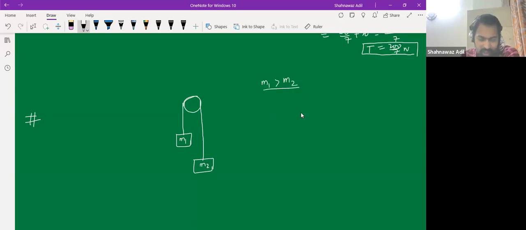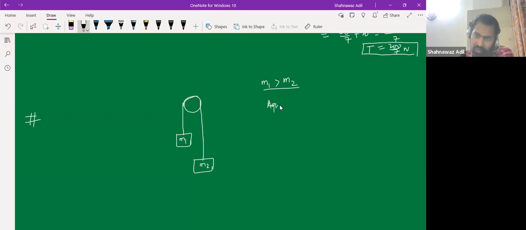where will the masses move in the downward direction, or where would the acceleration be downwards, and for which mass would the acceleration be upwards, if M1 is greater than M2? For which mass would the acceleration be downwards, and for which mass upwards?